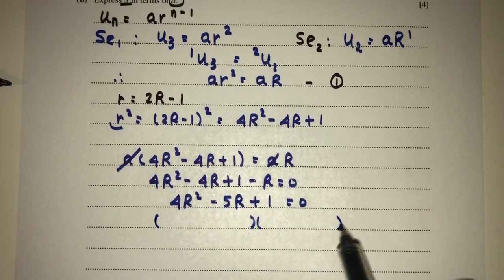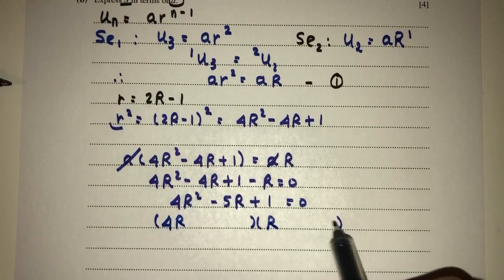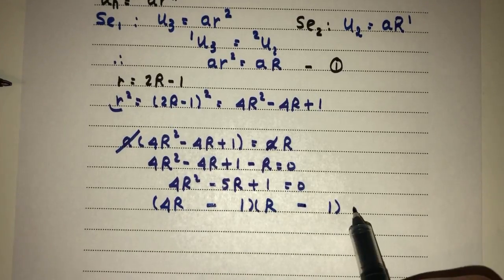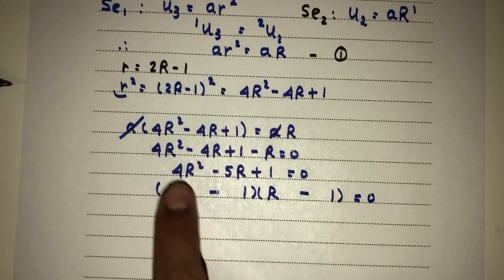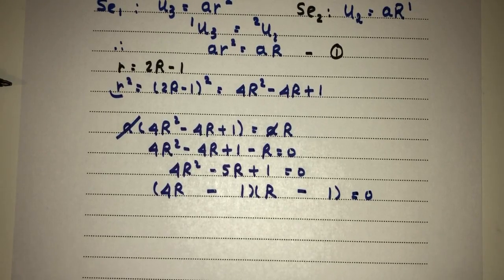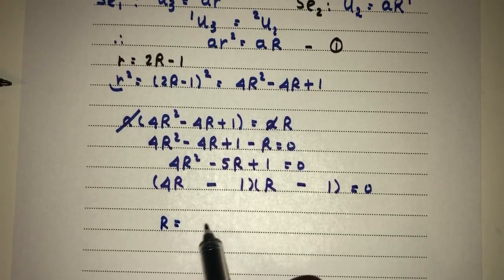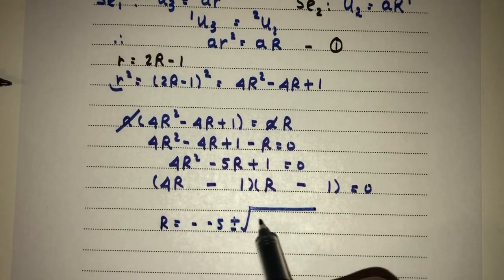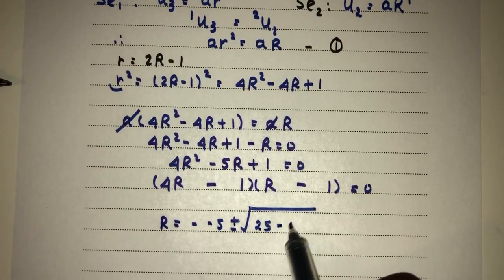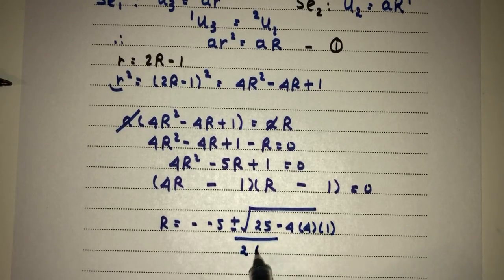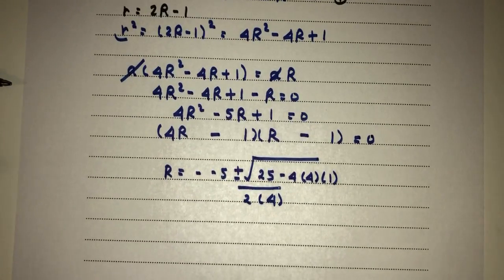So factorize. You have 4R times R, 1 times 1. To get minus 5, we have to have minus 1, minus 4. So minus 4, minus 1 to get minus 5. Look, if you don't know how to factorize, no big deal. Just use the formula. R equals minus b, which is minus minus 5, plus or minus the square root of b squared, which is minus 5 squared, which is 25, minus 4 times a, and times c, which is 1, divided by 2a, which is 2 times 4. So if you don't know how to factorize, just go to the formula. Don't think too much, just do that.